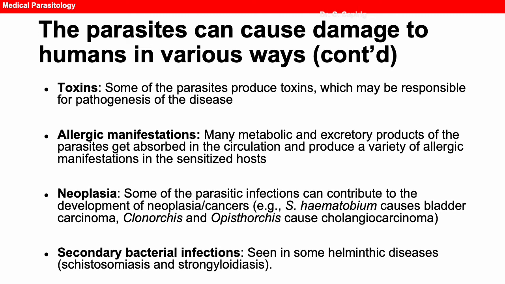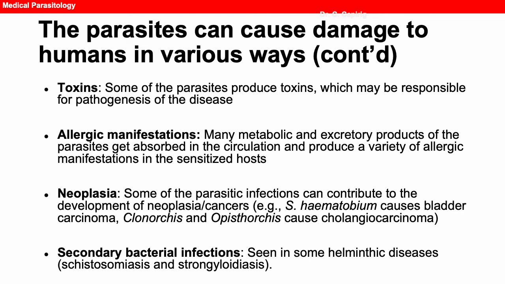Now, neoplasia can also cause damage to humans, and parasites can cause neoplasia. When you say neoplasia, it means new growth. These are uncontrolled, abnormal growth of cells or body tissue in the body. Neoplasia can be divided into two: it can be benign or it can be cancerous.